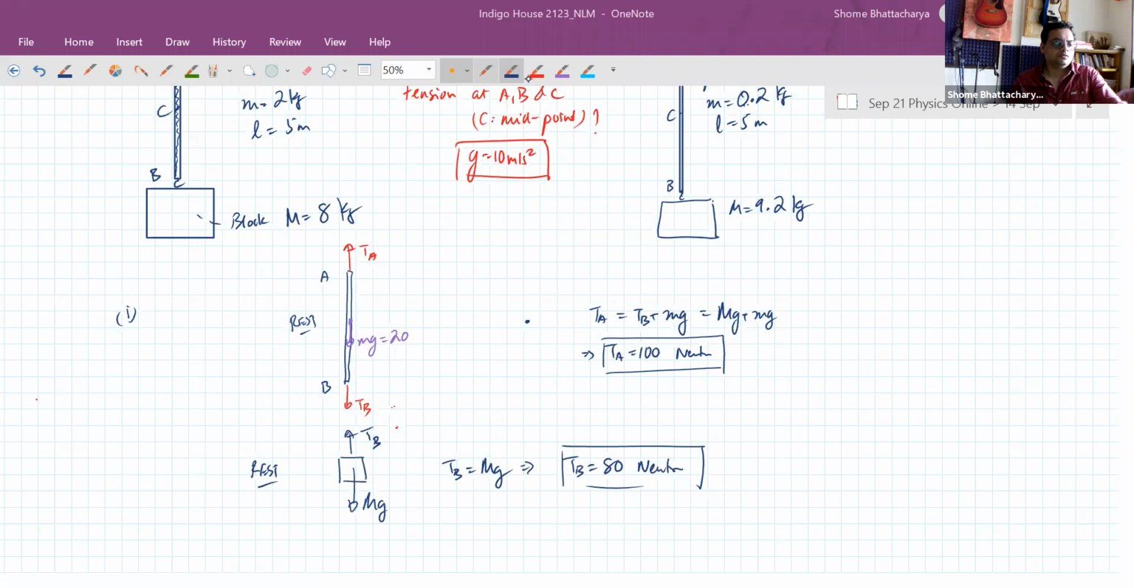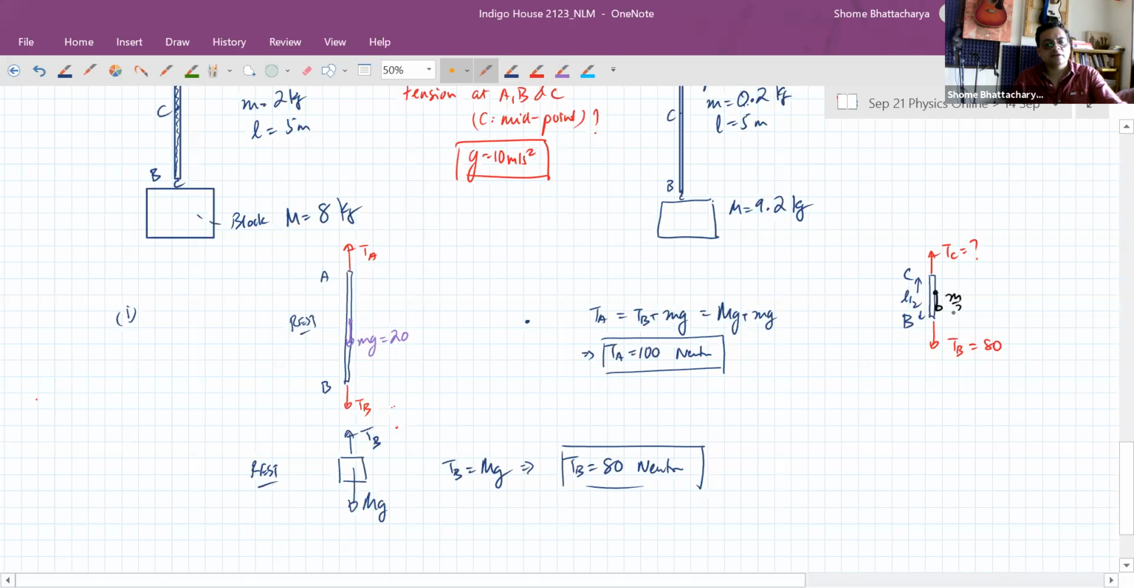Now, for the tension at the point C, what we can do is we can make an FBD, for example, of the section BC of the rope. So it's of L/2 length. The tension at the point B we already calculated from here. It was 80 newtons. Okay. The tension at the point C is unknown. But now the weight of this section of the rope is half the length. So the mass will be m/2. So TC has to balance the sum of these two forces.